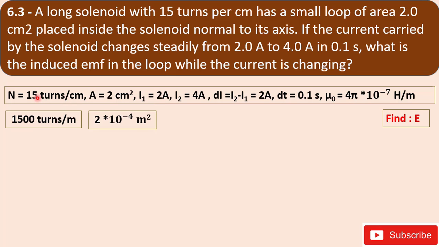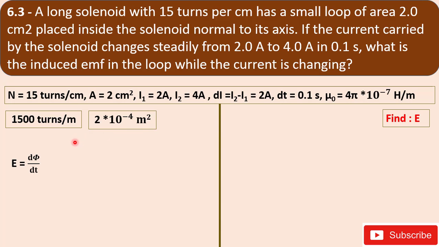So number of turns n is given as 15 turns per centimeter. If I want to convert in meter, it becomes 1500 टर्न्स पर मीटर. यहाँ पे सेंटीमीटर है, अगर मीटर में कन्वर्ट करेंगे तो क्या होगा, 1500 हो जाएगा. सेंटीमीटर को मीटर में कन्वर्ट करेंगे तो क्या होगा, 0.01. ये 0.01 डिनोमिनेटर में आएंगे तो ऊपर मीन्स न्यूमरेटर में जाएंगे तो क्या होगा, 1500 हो जाएगा. वेरी सिंपल. And area A is given as 2 centimeter square. If I convert it in meter square, then it becomes 10 raised to minus 4 here. So area is 2 into 10 raised to minus 4 meter square. Very simple. Okay. So let's calculate EMF E by using the equation d phi by dt.